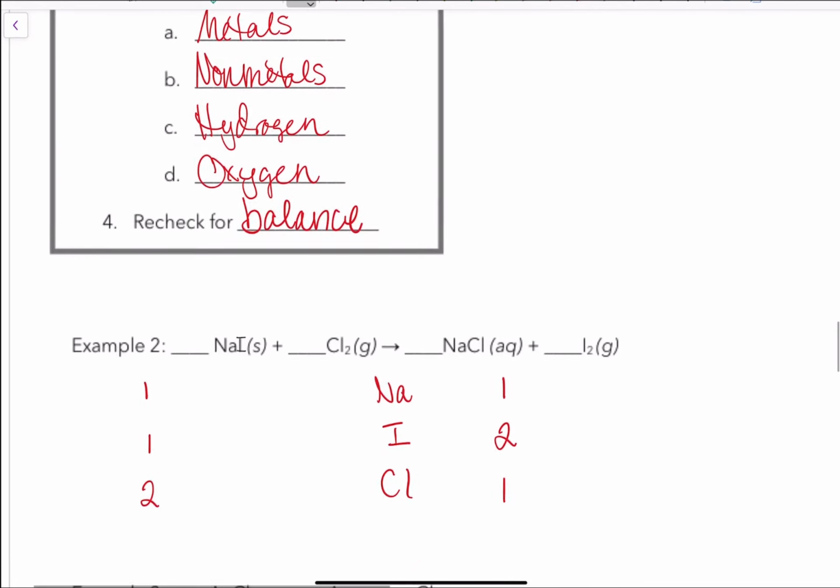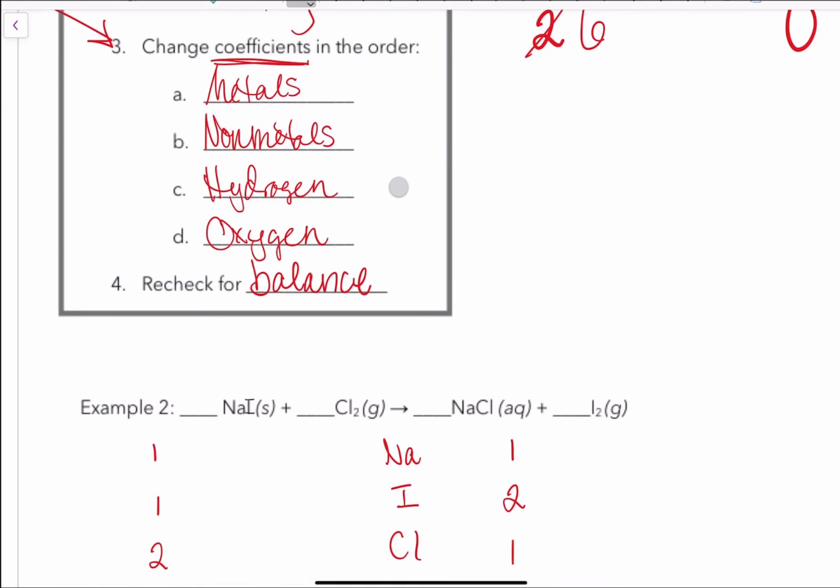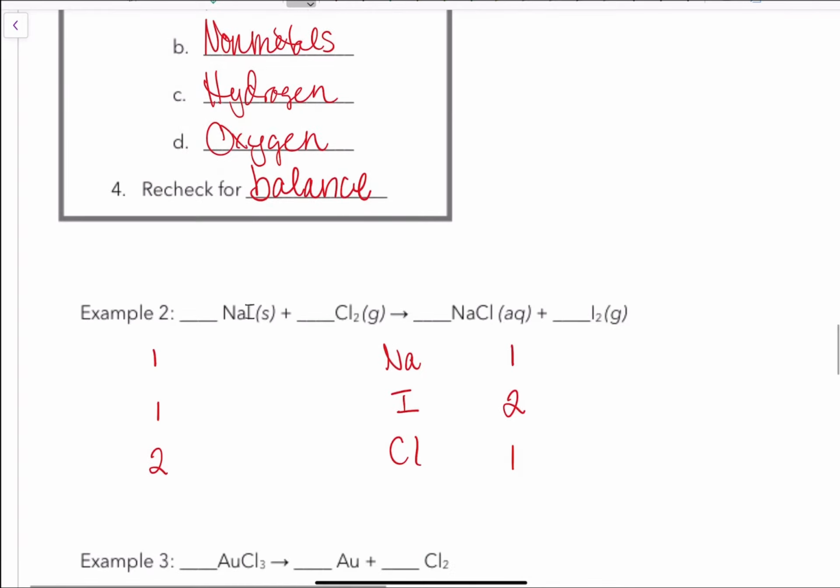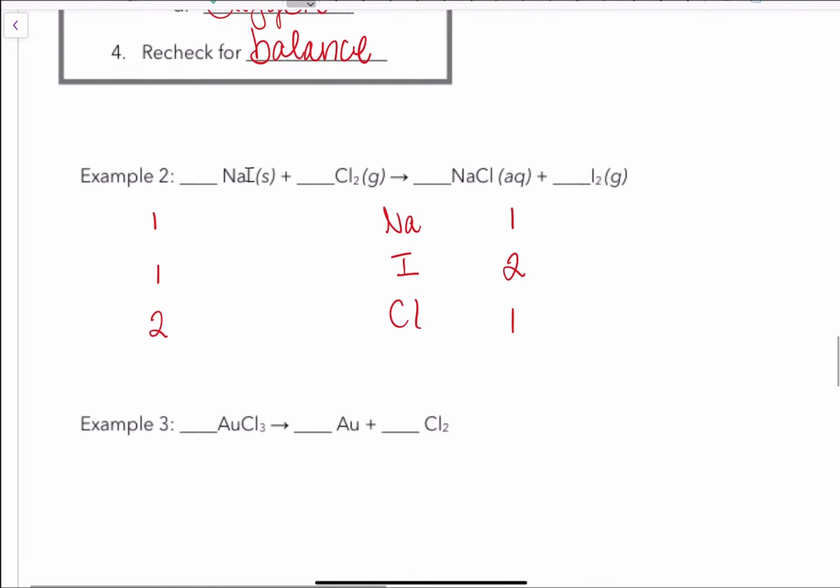And if we look at the order, it says metals, nonmetals, hydrogen, and oxygen. So from that, our metals are already balanced, so we can pick either nonmetal to start with. Let's just start with iodine because it's first on our list. So iodine, we have 1 on our reactant side, and we need to fix that. To take this 1 and turn it into a 2, I can multiply it by 2.